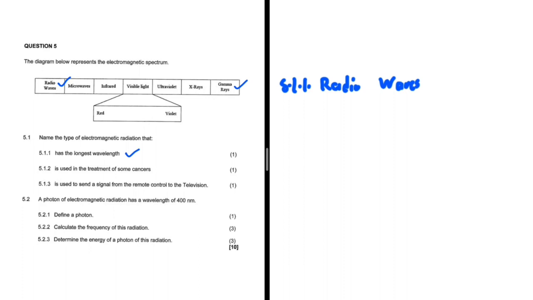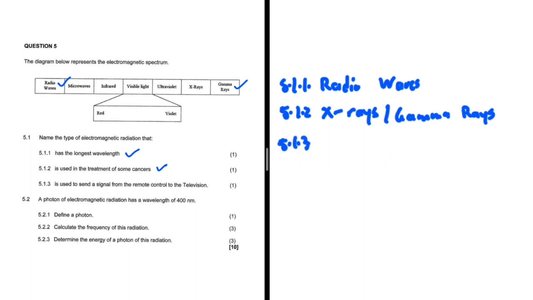That is 5.1.1. Let's go ahead and take a look at 5.1.2. Name the type of electromagnetic radiation that is used in the treatment of some cancers. In radiation therapy, X-rays and gamma rays are used. They have very high energy and they can kill those cancerous cells.